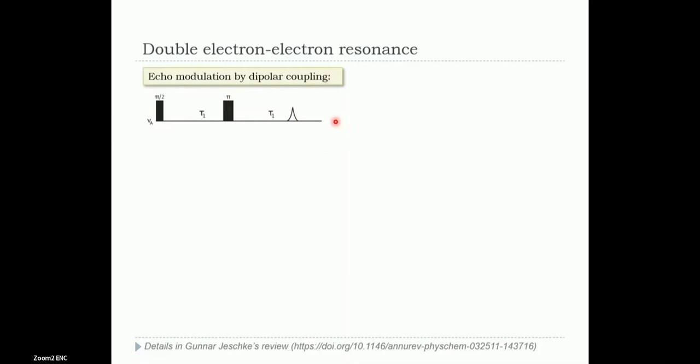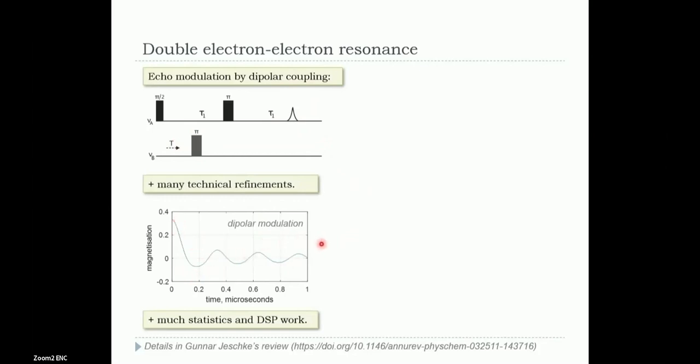As you know, by default, if we do nothing, we refocus the chemical shift and we refocus all external interactions. However, if at the same time we give another pi pulse on the other electron, then we will refocus everything except the dipole-dipole coupling between them. And if we shift this pulse around, we will give it different times to evolve under the dipolar interaction, and so we will have an echo modulation here. That's essentially the dipole-dipole interaction frequency that is being modulated. And there are plenty of technical refinements.